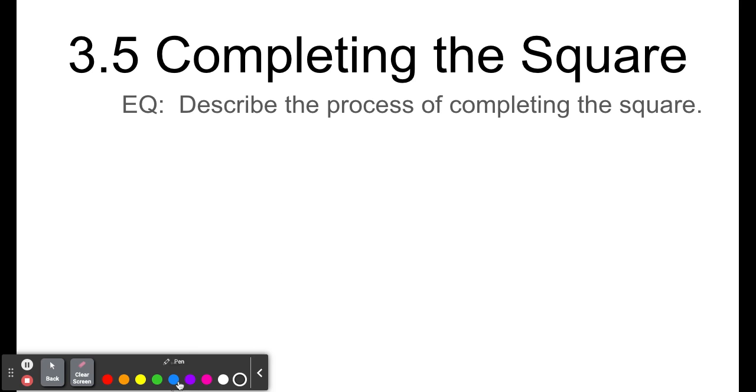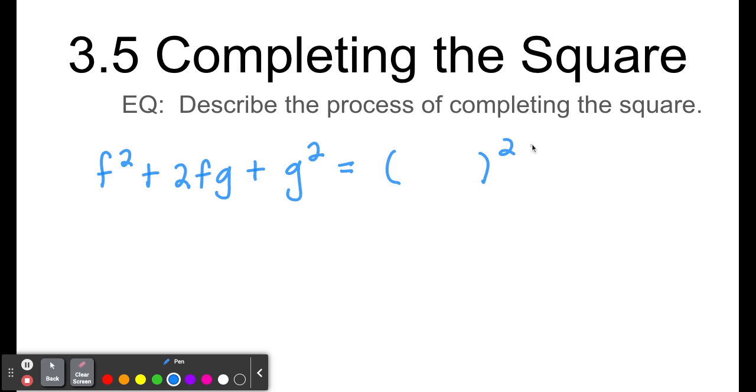Now, before we get to our guided practice problems, the first thing I want to recall is the perfect square trinomial special pattern when it comes to factoring. So we know the perfect square trinomial is f squared plus 2 times f times g plus g squared. And then we know that this factors to give us a binomial squared every single time. So this comes from our 3.4 lesson. So if this is not familiar to you, please make sure you look back at that 3.4 lesson.